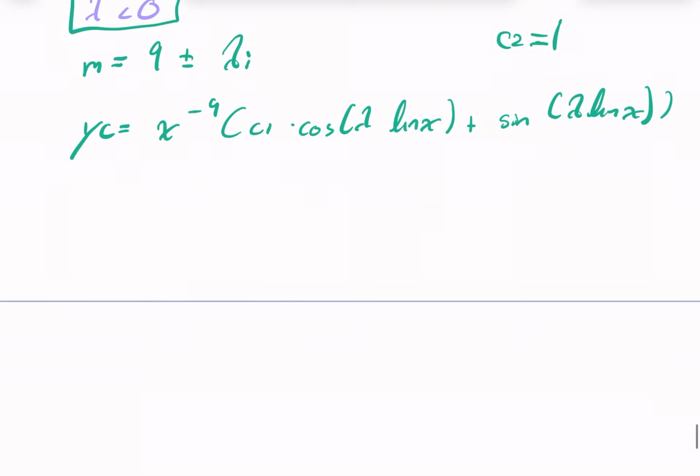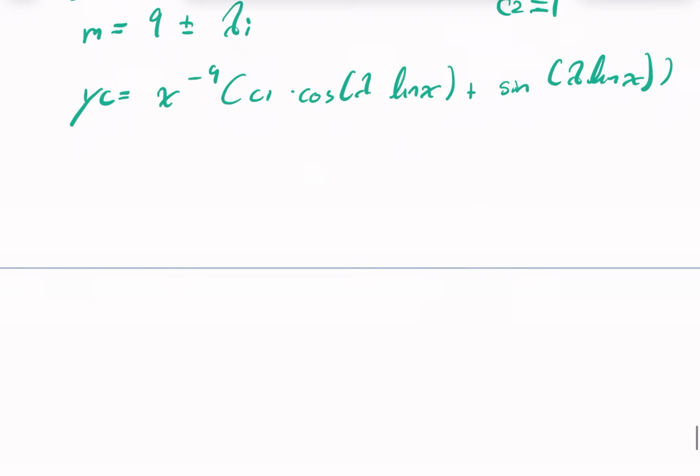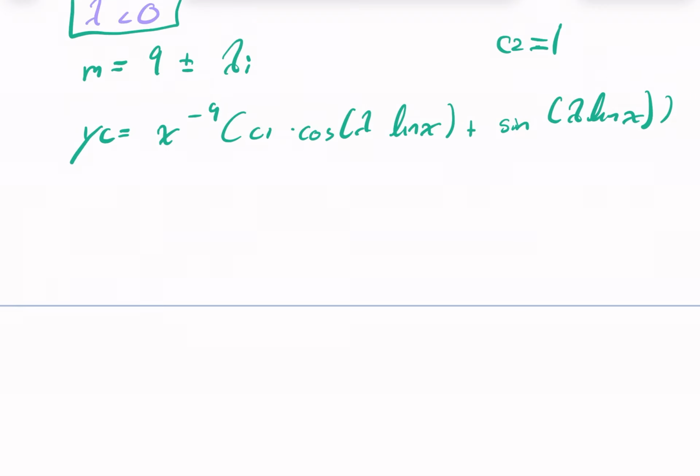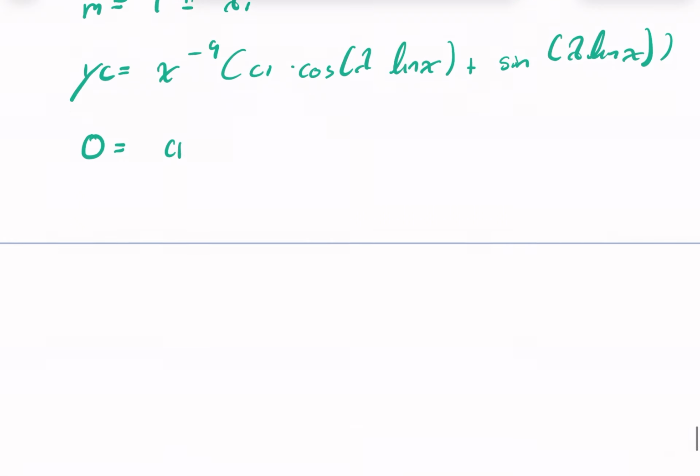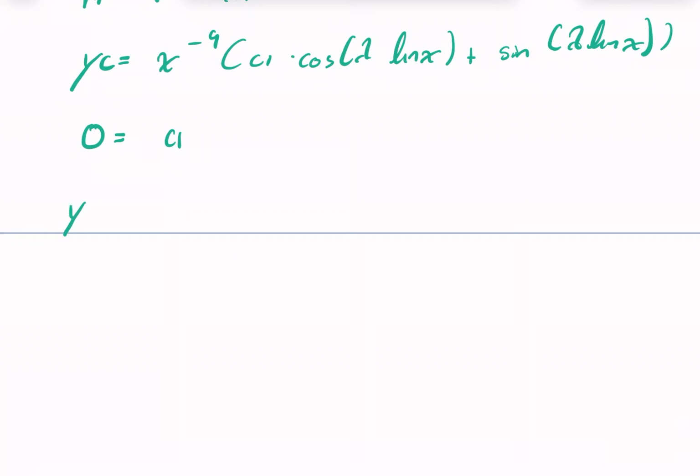So when we say that y at 1 equals 0, then we set 0 equals the expression where x becomes 1, and we get c1 equals 0. Okay, cool. So then what we get is yc equals x to the negative 9 sine lambda ln x.